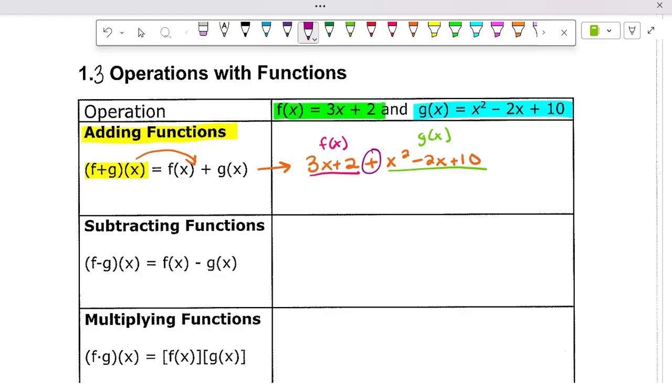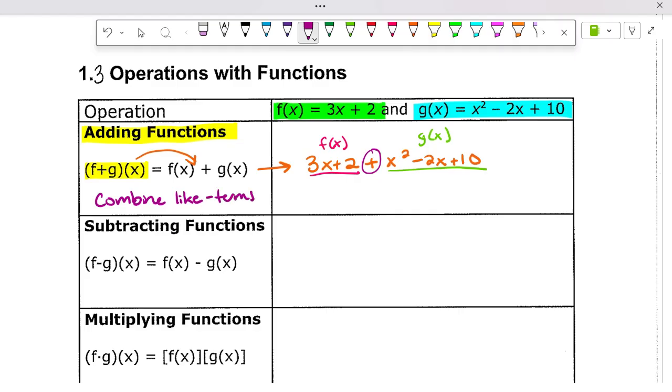So let me ask you guys this. What do you think you're going to do to add these functions? Something you've already learned how to do. If you're looking at something like this, what would be your first instinct to do? Combine like terms. So adding functions is very easy. All you got to do is combine like terms.